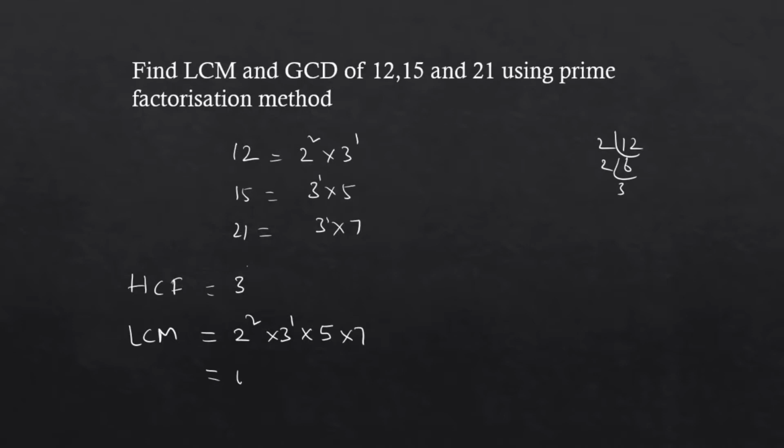Now 2 square means 4, 3 power 1 is 3, 5, 7. 4 3s are 12, 12 5s are 60, 60 7s are 420. This is the LCM. This is what we are going to do in the prime factorization method. We find the LCM and GCD of numbers, right?